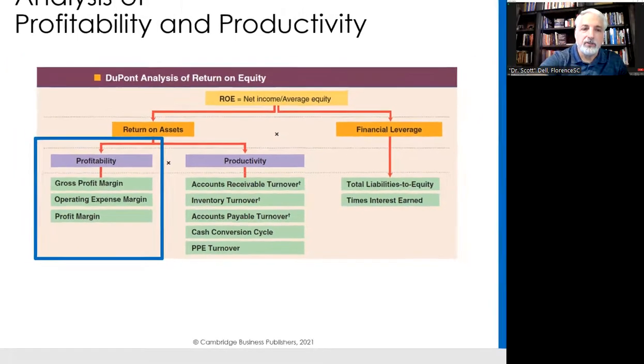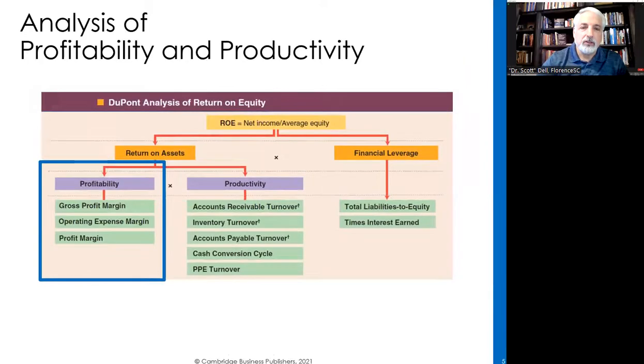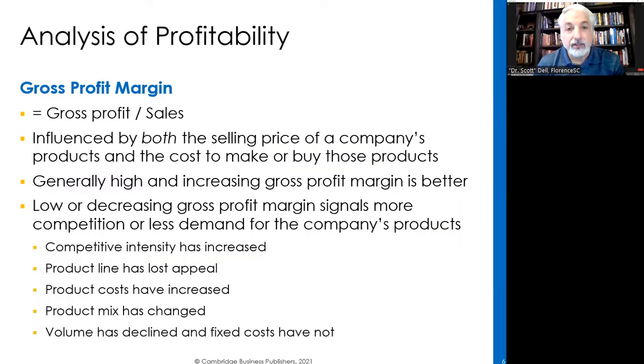And here we're going to take a steeper dive into profitability analysis. So gross profit margin is influenced by the selling price of a product and the cost to make or buy those products. So that's the cost of goods sold, cost of sales, cost of products sold. That's deducted from sales to get to our gross profit. So that's the gross profit margin. Generally, higher is better.